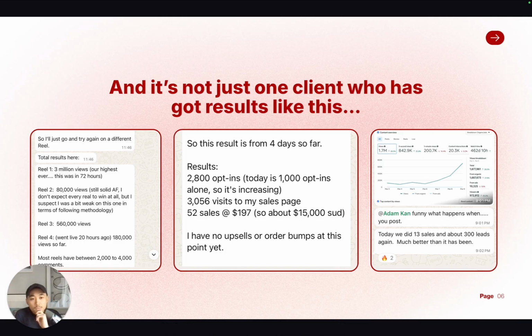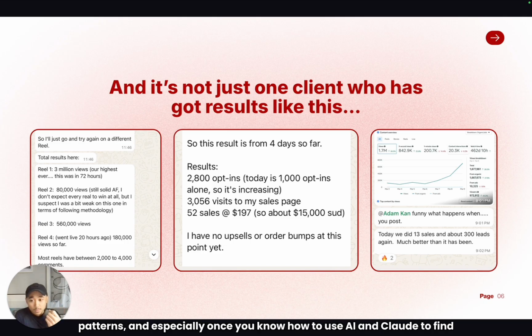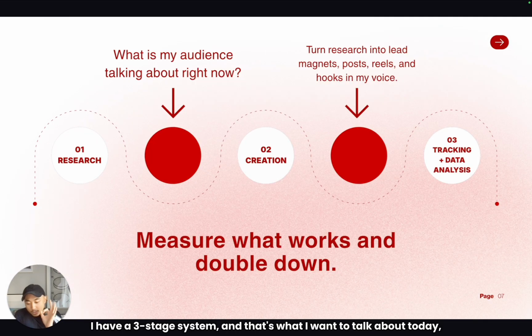And the reason why is because you only need to make a few small tweaks. It's not that hard. There are a lot of variables, but once you know how to find the patterns, and especially once you know how to use AI and Claude to find those patterns, to find the right things, all you need to do is just rinse and repeat. I have a 3-stage system, and that's what I want to talk about today. I call it the Lean Content Engine.